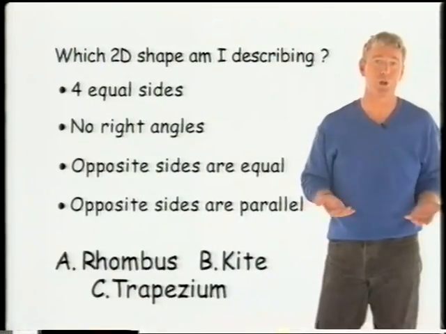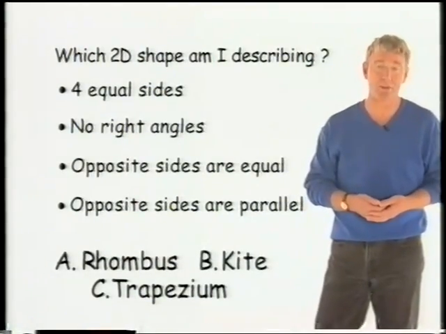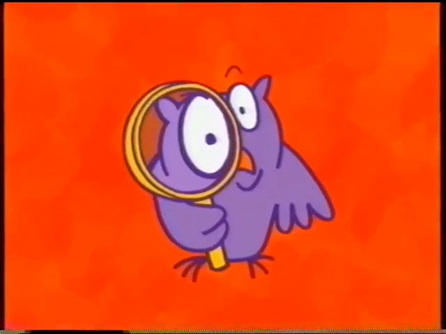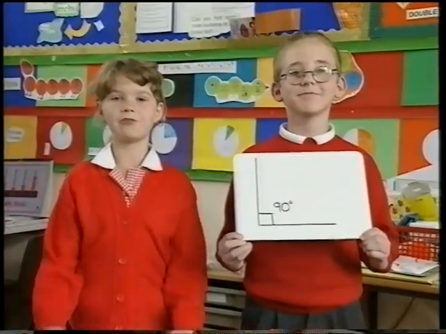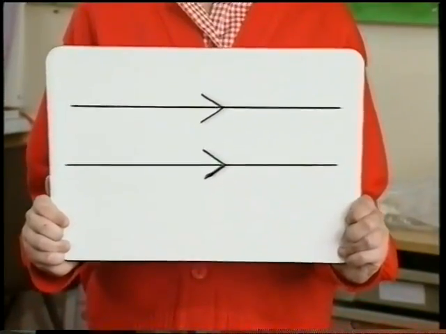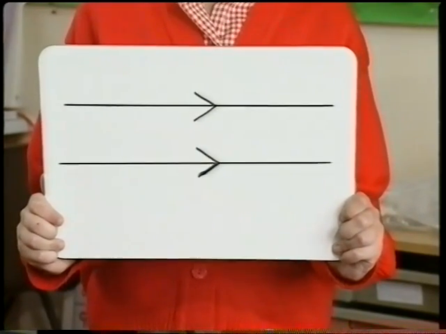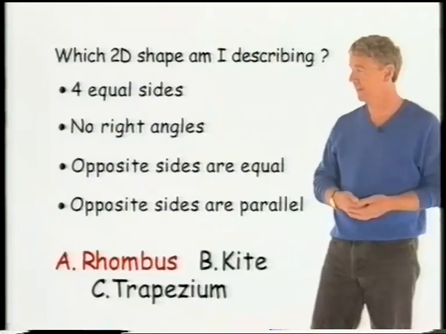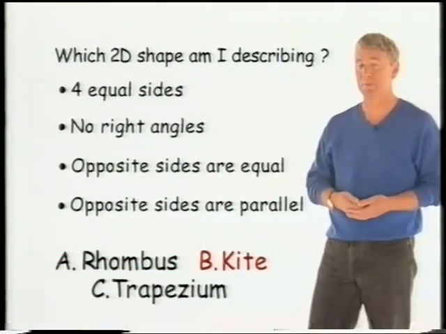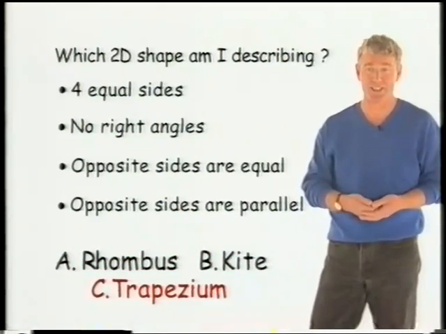Now, if you're not sure of the answer, here's the maths team with some clues. A right angle is 90 degrees like this. Parallel lines stay the same distance apart and never meet. So, is it A, a rhombus, B, a kite, or C, a trapezium?